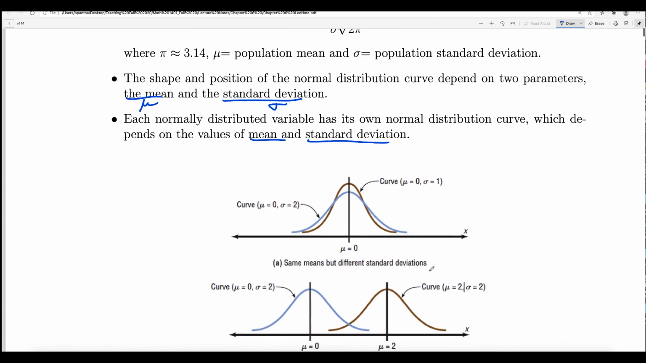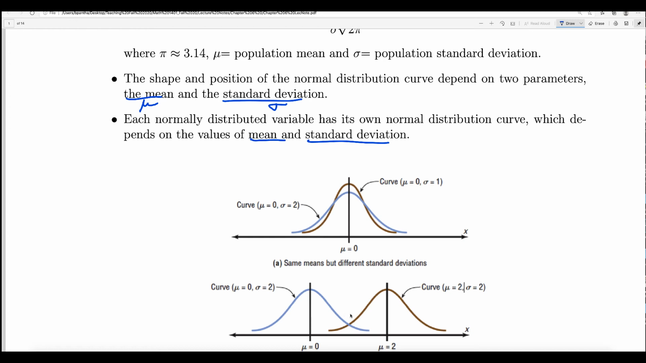Look at these two graphs here. On the first one, both have the same mean, but the blue curve has mean 0 and sigma 2, while the brown curve has mean 0 and sigma 1. You see that? When the standard deviation is bigger, the variable is more scattered, right? That means the curve will be more flat. But we have the same mean here.